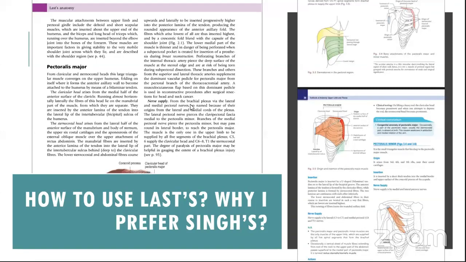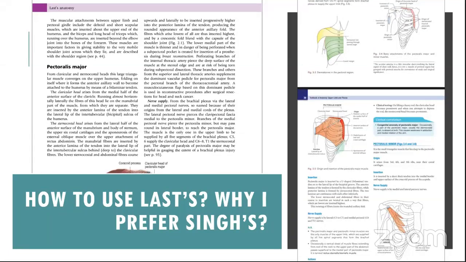Now, let's say I attempt to read this paragraph right now, I will understand what it is saying. But when you're just coming into anatomy and you don't have a foundation in the anatomical concepts, or you don't know where things are, then it can make your life a living hell. Because it's going to tell you over here that the clavicular head arises from the medial half of the anterior surface of the clavicle. Reading that might sound like madness to you, right? The trick to this, as they normally say, is pair your Last with your Netter's.